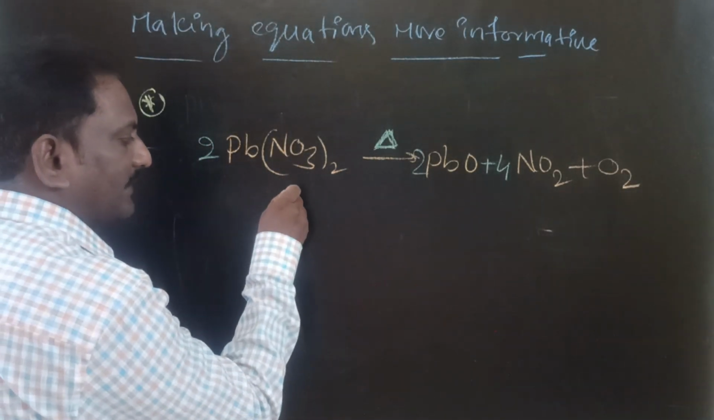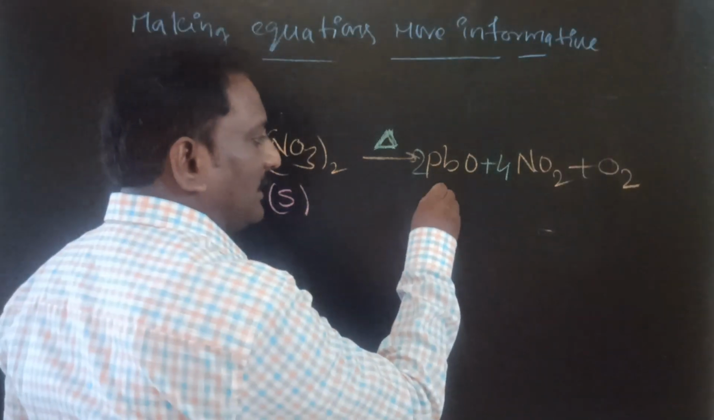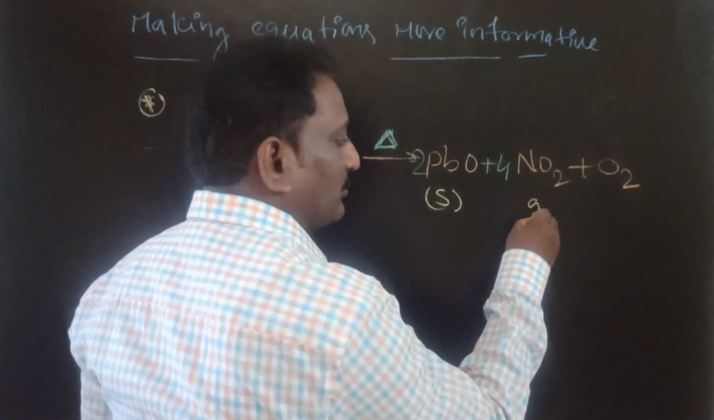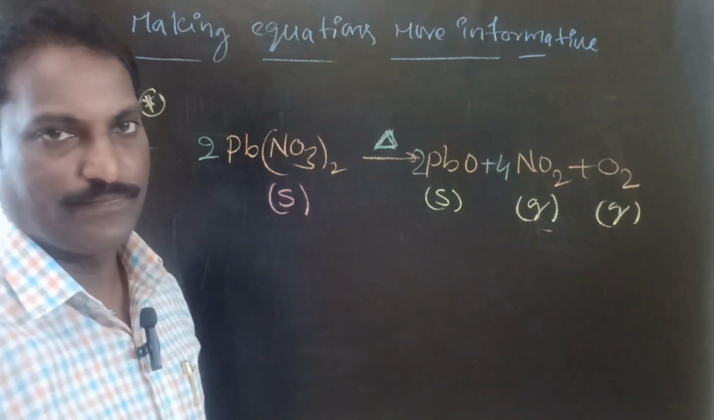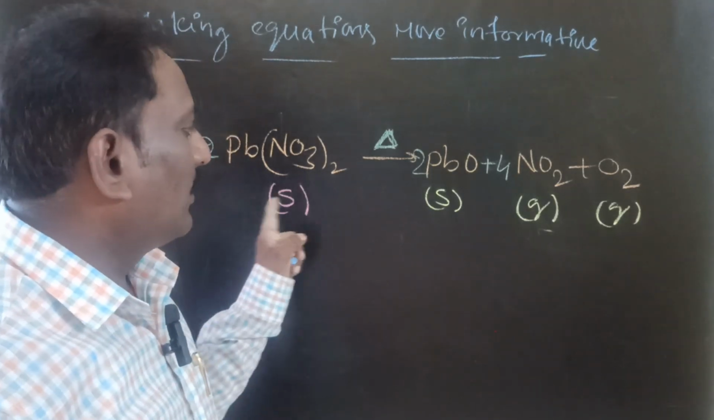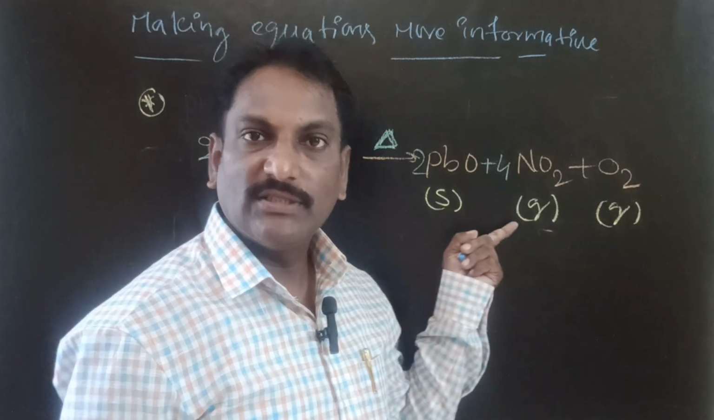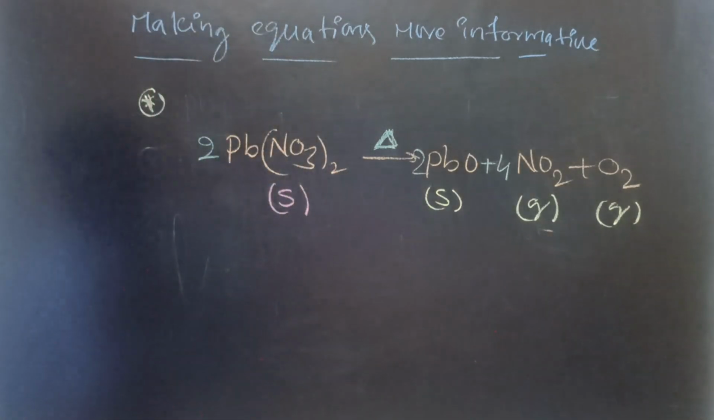Next one, physical state. Lead nitrate in solid state gives lead oxide in solid state as well, nitrogen dioxide in gas form and oxygen in the form of gas. So this one is the reaction condition, and the next one is mentioning the physical states of the reactants and products.